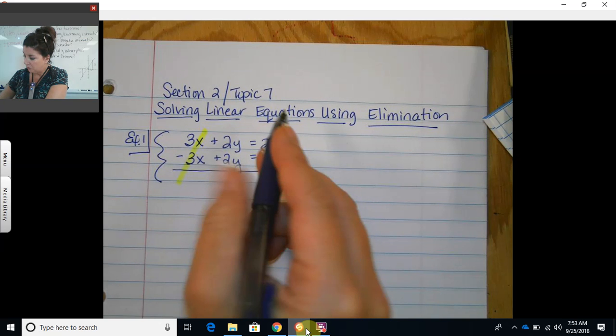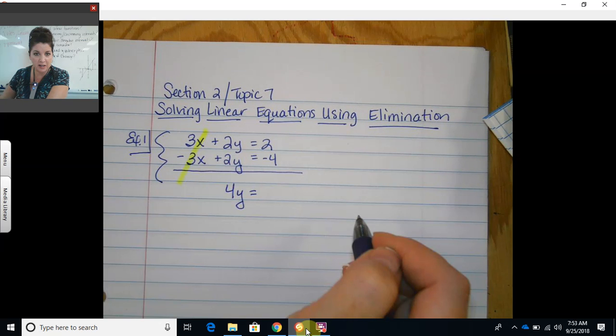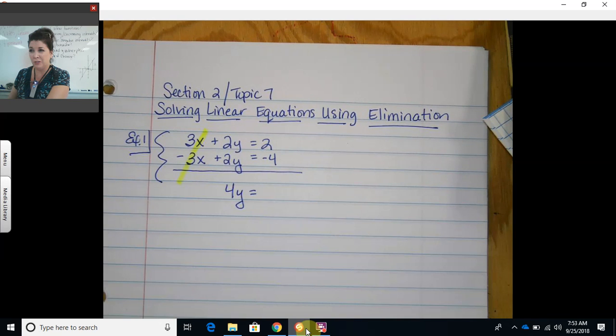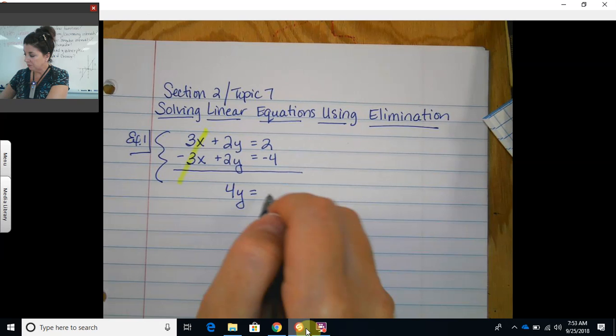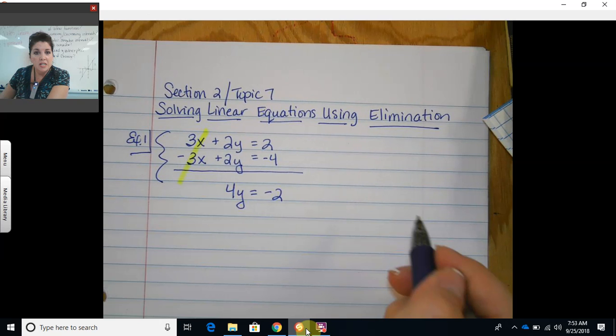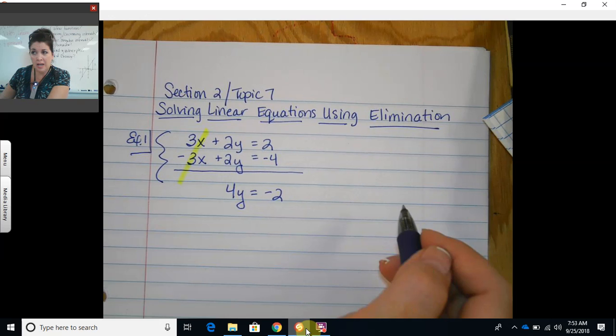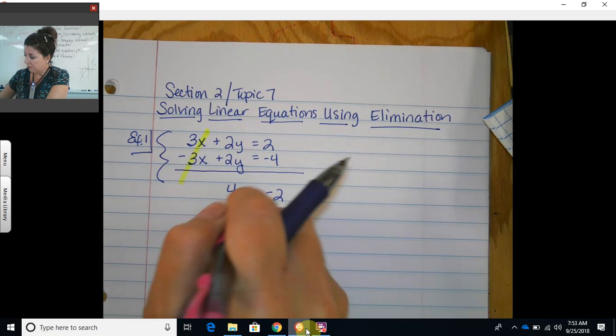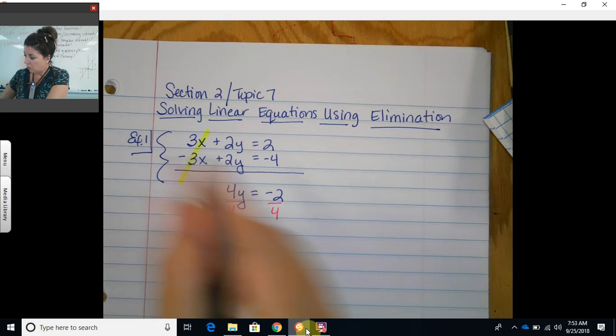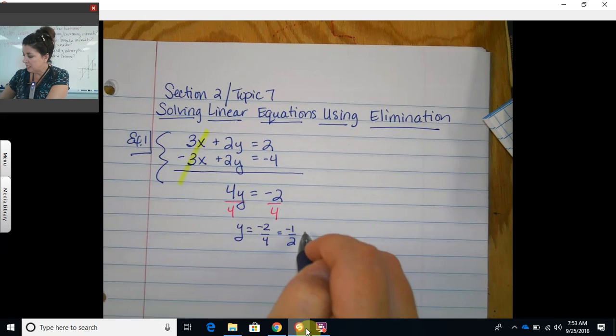4y. Bring down your equals. A lot of students forget to bring their equal sign down. And then a positive 2 and a negative 4 make what? Negative 2. So the only variable we have is y, so we will solve for y. In this case, we will divide by 4. And y equals negative 2/4, which reduces to negative 1/2, or you could say negative 0.5.